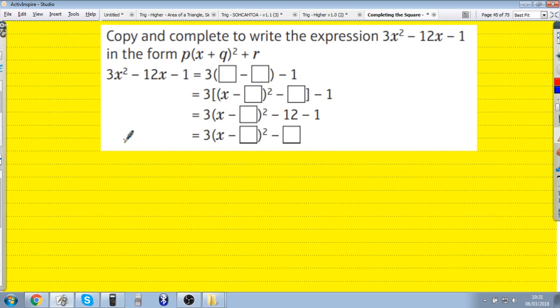So 3(x − 2)² = 13. And we're not solving this one, so we don't need to solve it. Okay, any questions about that one? I think I got that.